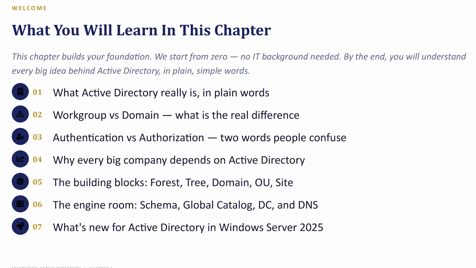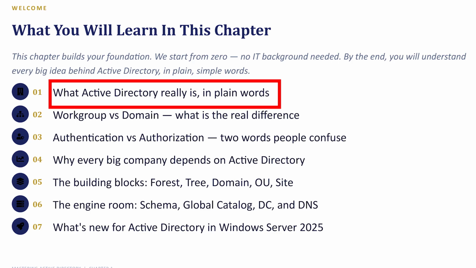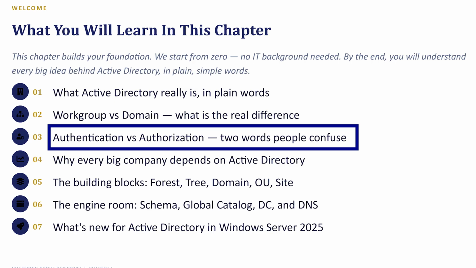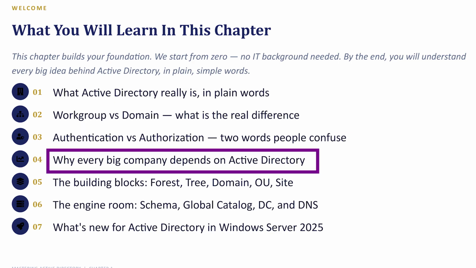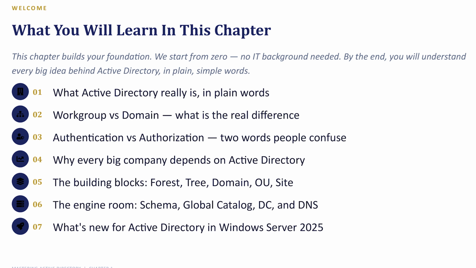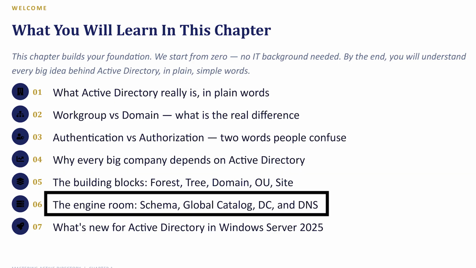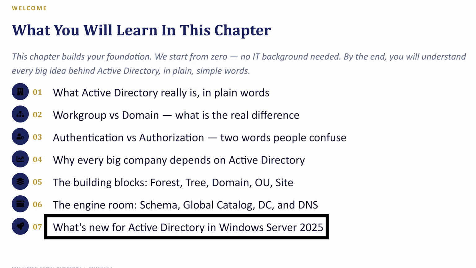Okay, so look at the first thing on the slide. What Active Directory really is in plain words. That is where we are starting. Then we will have Workgroup versus domain, then authentication versus authorization. Then we are going to understand why big businesses depend on Active Directory. After that, we are going deeper into the structure: forest, tree, domain, OU, also known as organizational unit, and site. And then we are going into what the presentation calls the engine room, okay, which is schema, global catalog, domain controller, and DNS. Finally, we will look at what's new around Active Directory in Windows Server 2025.